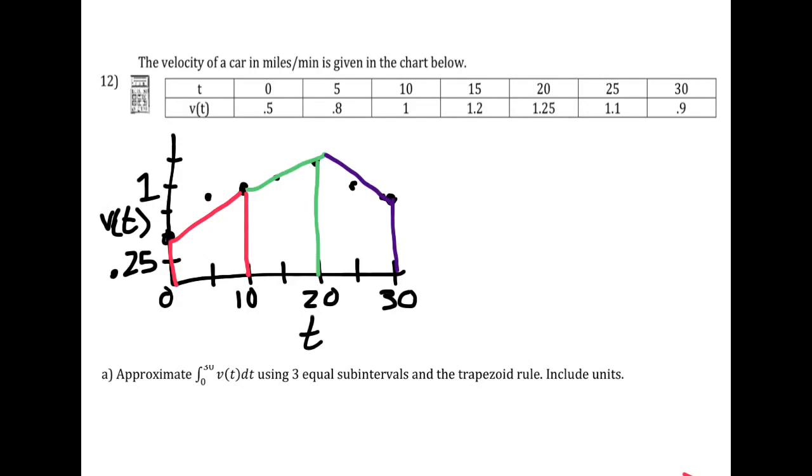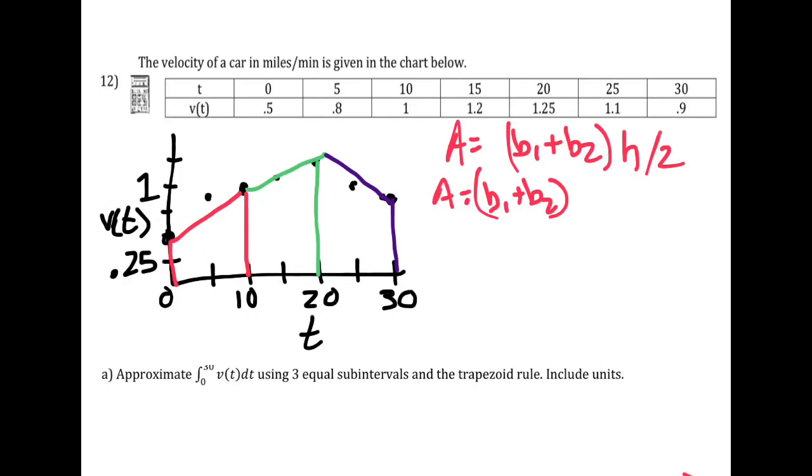And so we're going to approximate this by writing an equation. The area of a trapezoid is the average of the bases, b1 plus b2, times the height divided by 2. But our height is the same for each of them, and we're going to be dividing each of them by 2. The height is 10, so 10 divided by 2 is 5. So really our area is going to be the bases added together and multiplied by 5.